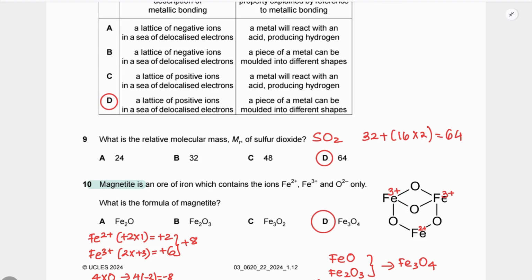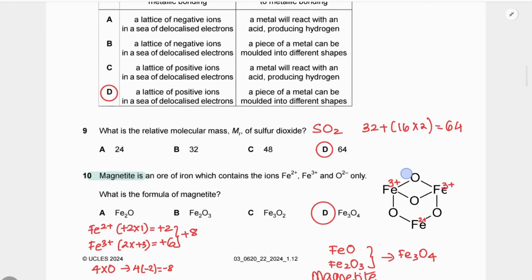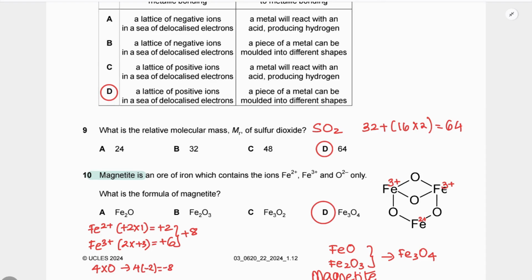Question 10. Magnetite is an ore of iron which contains the ions Fe2+, Fe3+, and O2- only. So they are showing us that magnetite contains all these ions. What is the formula of magnetite? The formula is basically based on two types. One is FeO. Magnetite consists of FeO and Fe2O3, so for Fe we have 3, Fe3, and oxygen in total 4. So the formula is Fe3O4. So the correct answer is D.